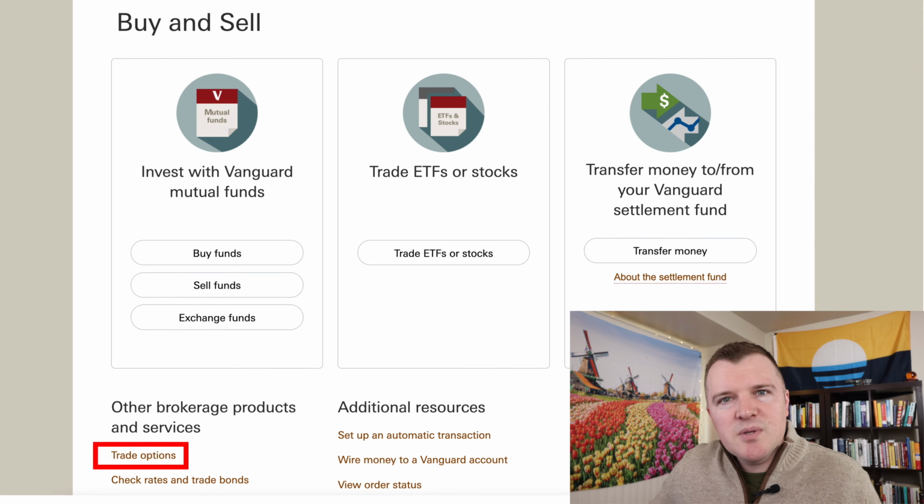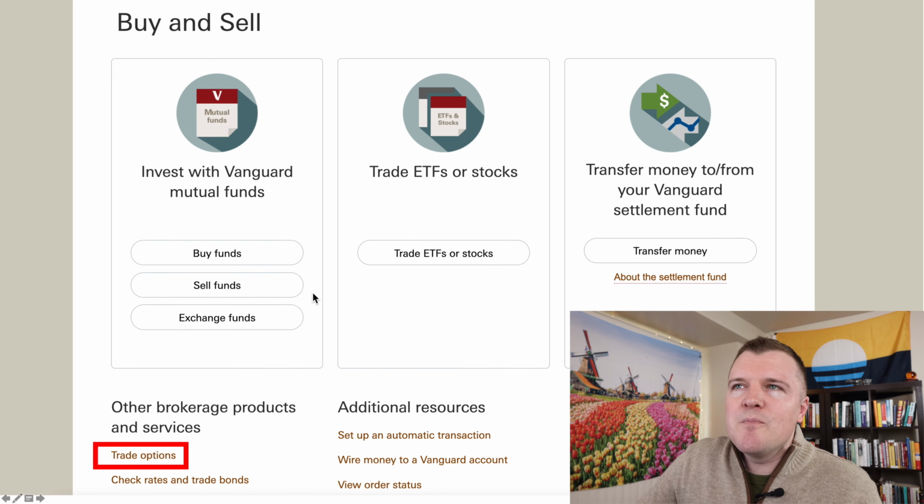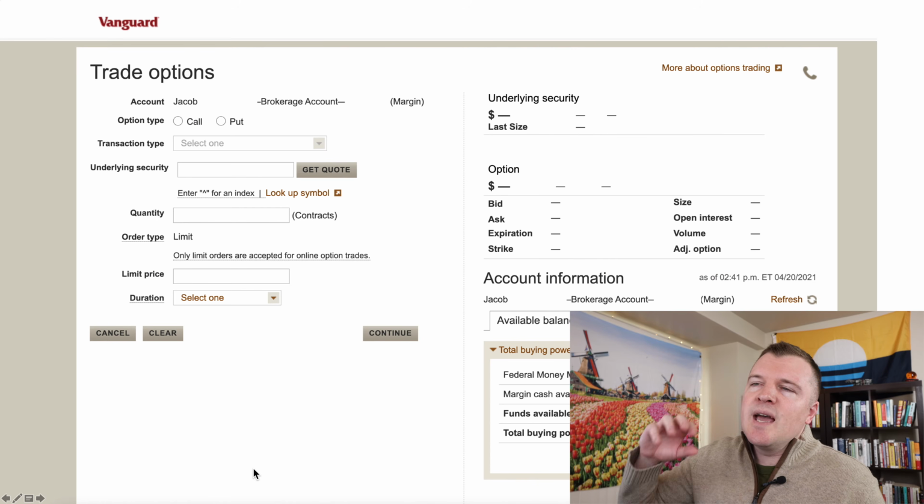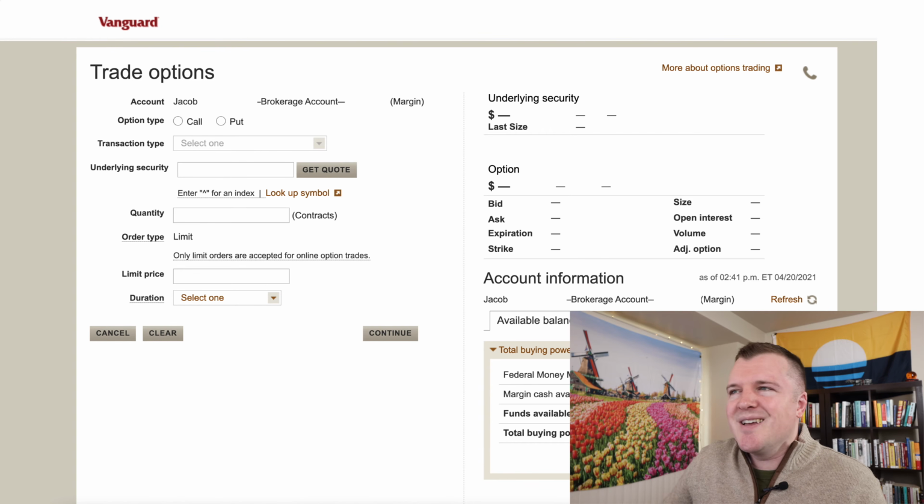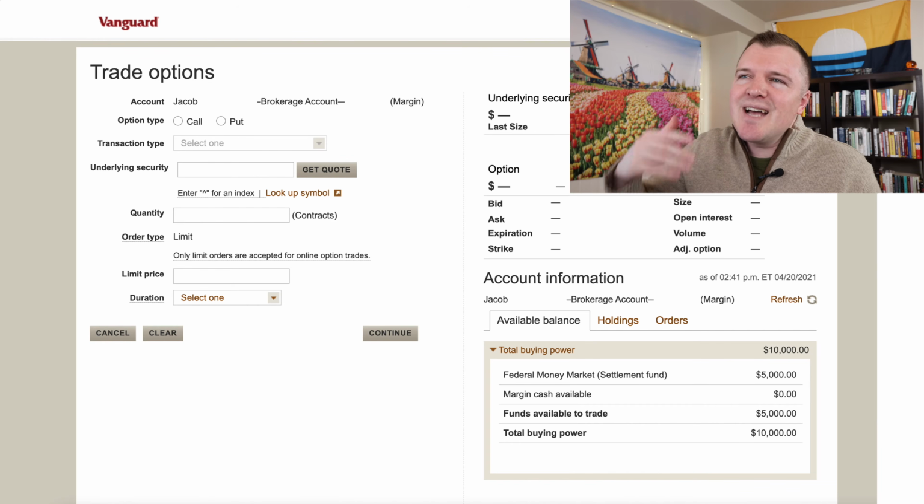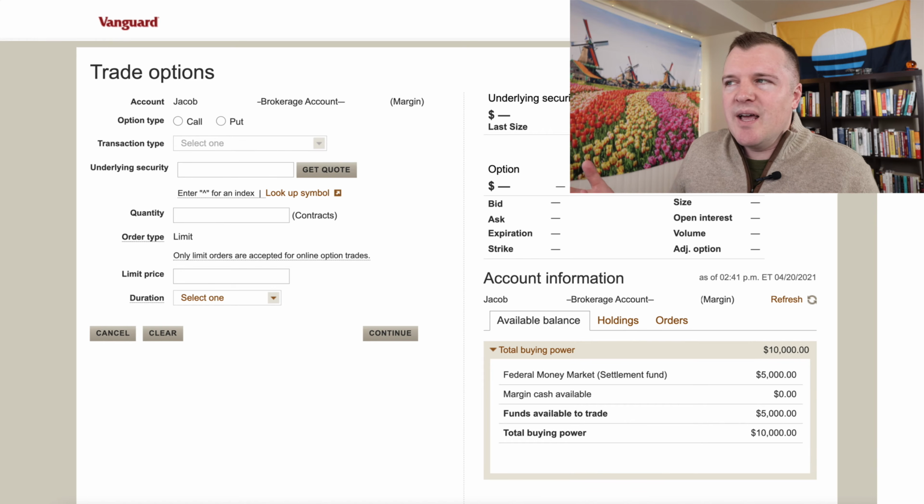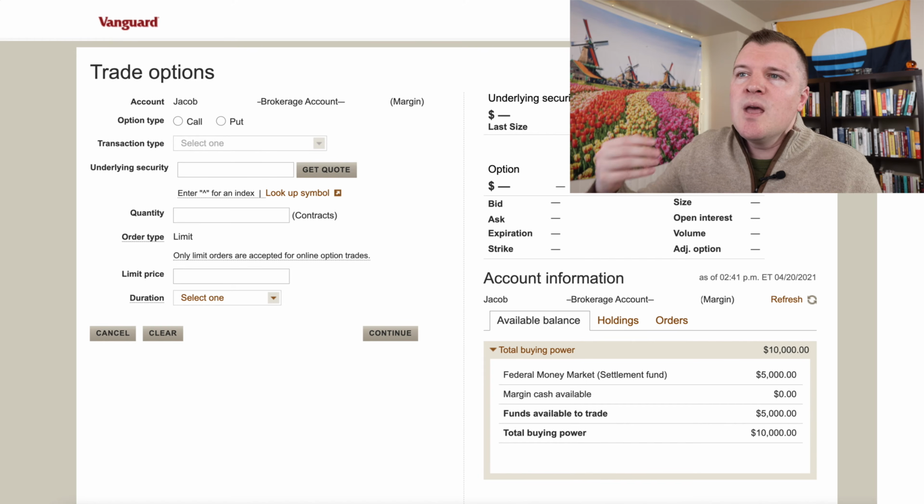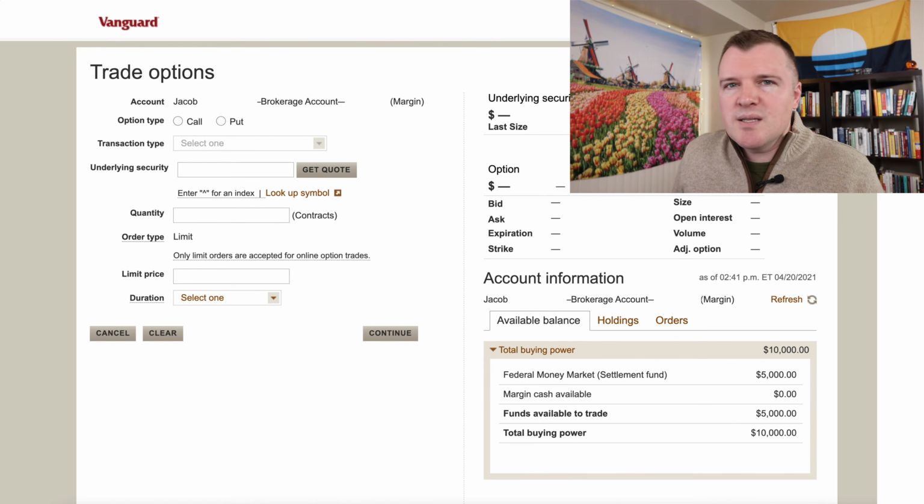And after waiting a couple days after you're approved, you can go back to the buy and sell page. Once again, click on the bottom, this text here that says trade options. And this is their options trading window. And it's not very intuitive. It looks exactly like the buying stock or ETF or buying the mutual fund window. You basically have to know what you want. Their user interface isn't going to be very helpful.